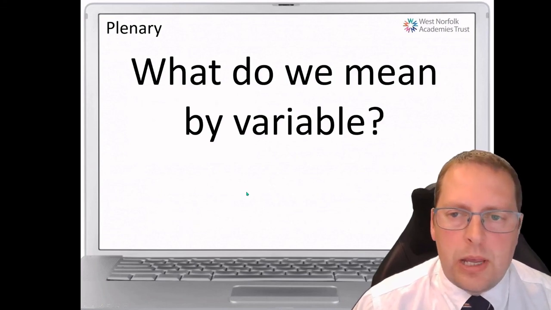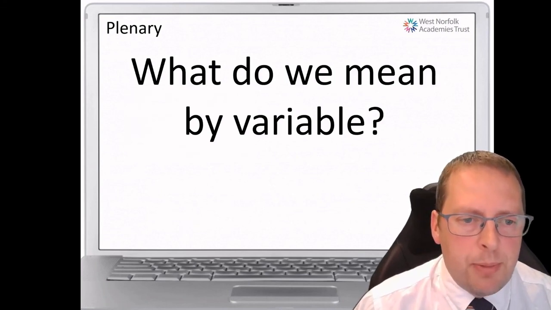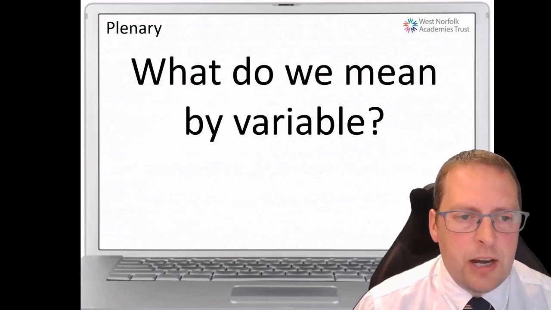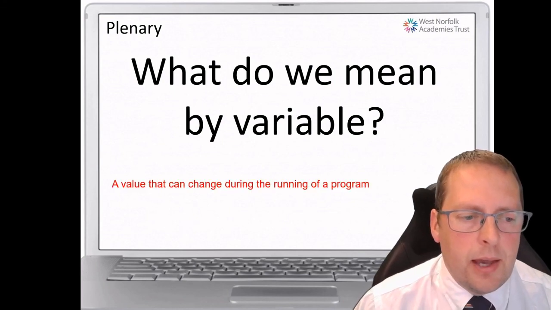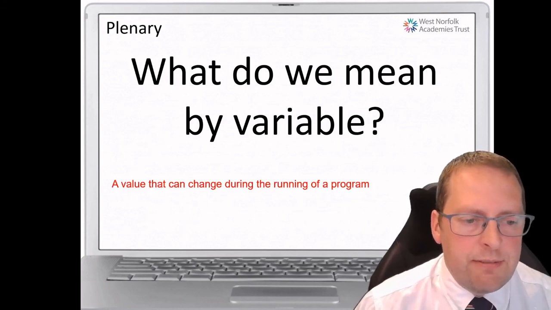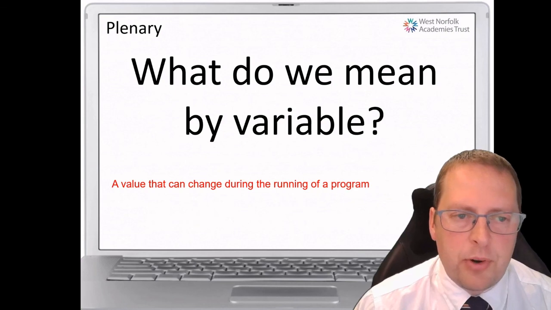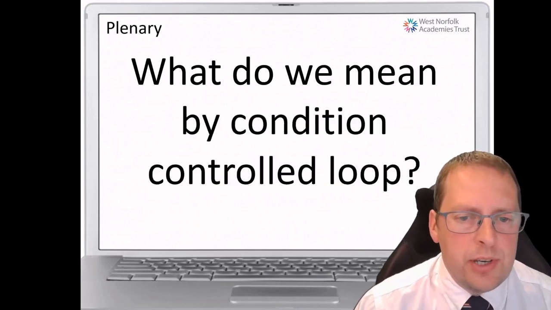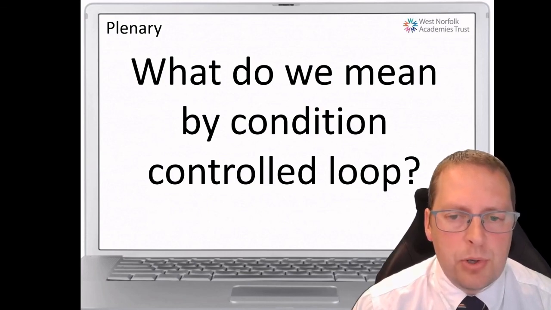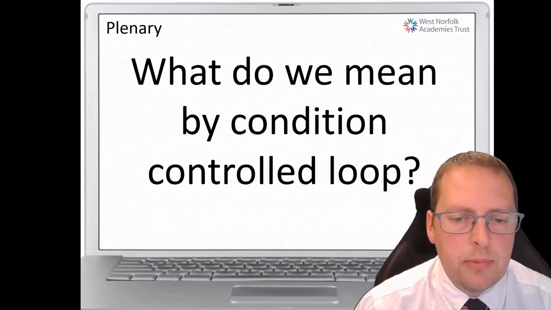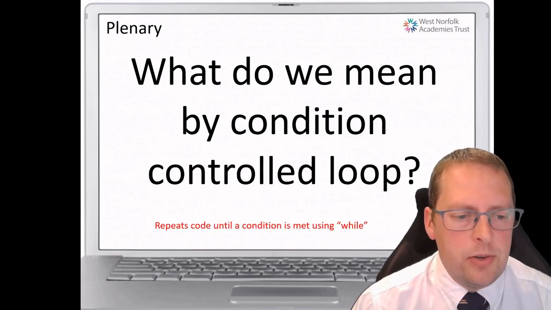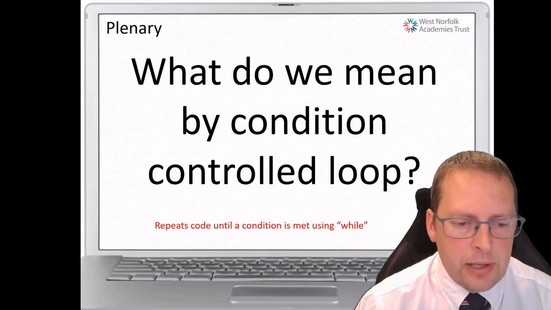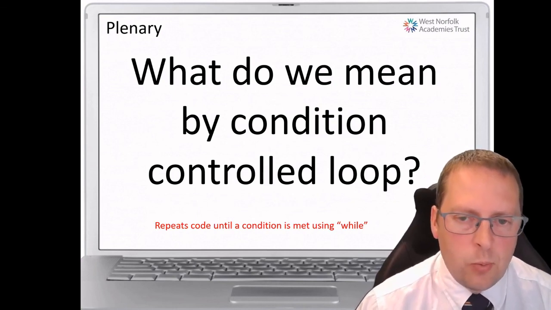You should be able to, in your ePortfolio, answer what do we mean by variable. So you need to explain what a variable is. And my explanation here is a value that can change during the running of a program. You should be able to say what do we mean by condition controlled loop. So you can put your answer in. We'll just pause the video a short second while we write an answer in there. And you should have something along the lines of repeat code until a condition is met using while.